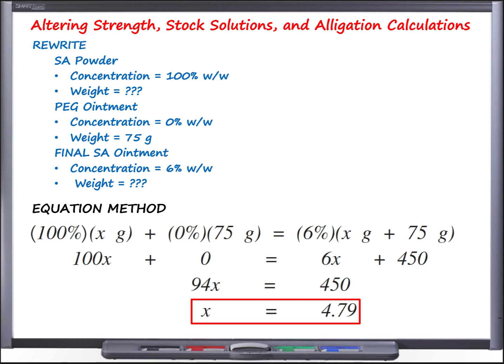Okay, now let's quickly jump back up to the first line. What did X represent? It represented the weight in grams. So X equals 4.79 grams of salicylic acid to add. That's the weight to add to our ointment base, 75 grams of our ointment base. We mix all that together. We're going to get a final concentration that has 6% salicylic acid. Okay, and that's the answer to this question. We know to add 4.79 grams of salicylic acid.